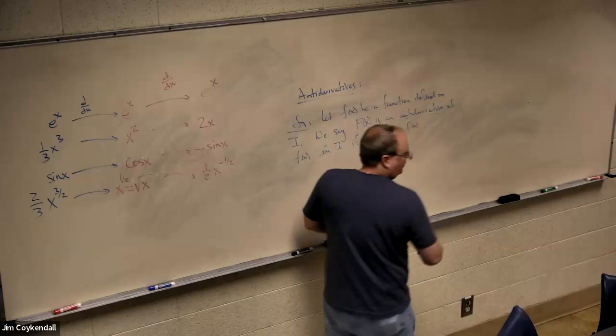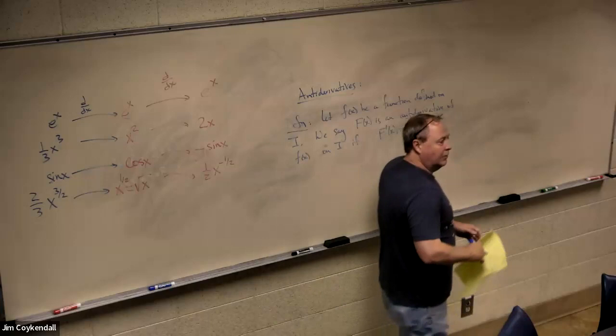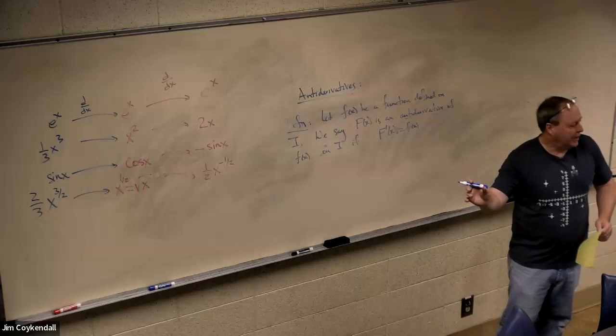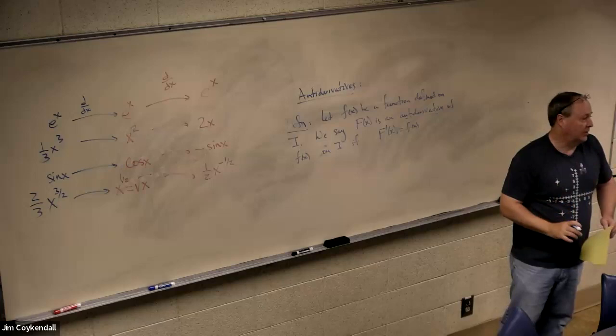So an antiderivative, very simply put, is like putting a reverse gear on the derivative. You go backwards. Instead of taking the function and saying, what's its derivative, you take the function and say, who has a derivative that is equal to this function? So you're just running the process in reverse.